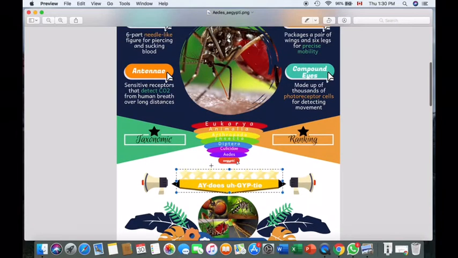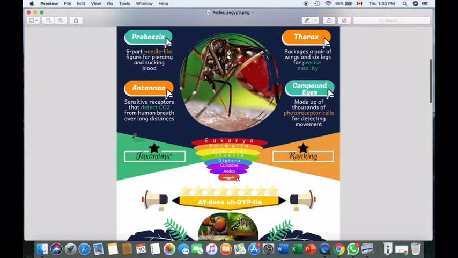The yellow fever mosquito falls under the domain Eukarya, kingdom Animalia, phylum Arthropoda, class Insecta, order Diptera, family Culicidae, genus Aedes, and last but not least, species aegypti.